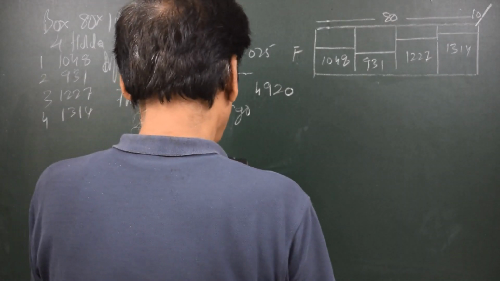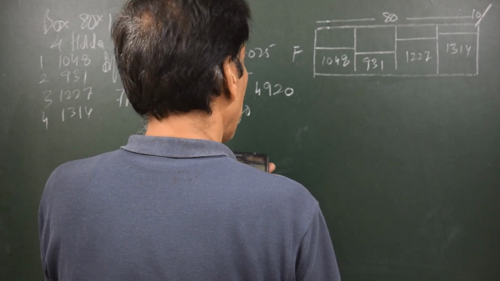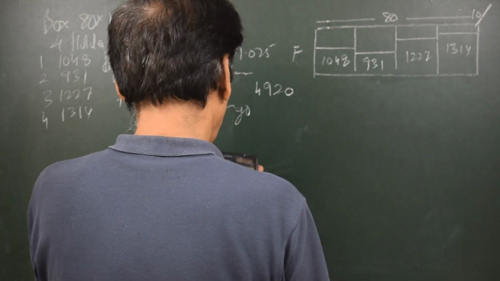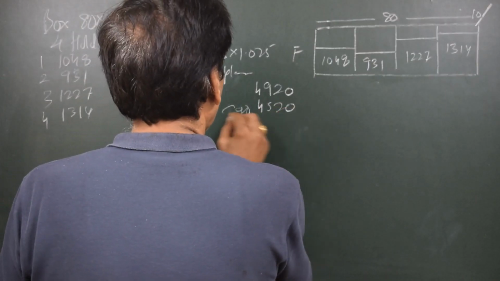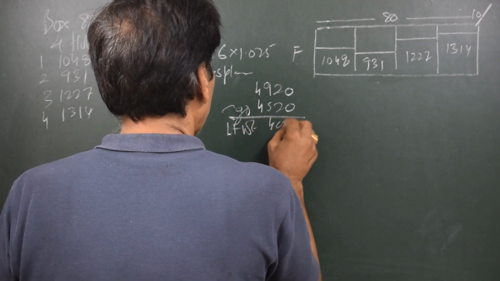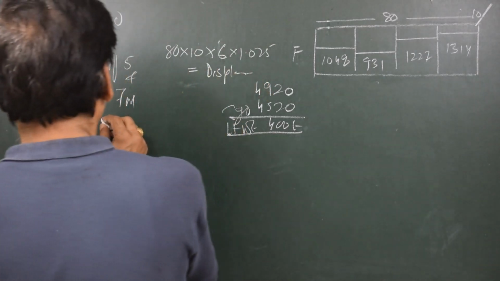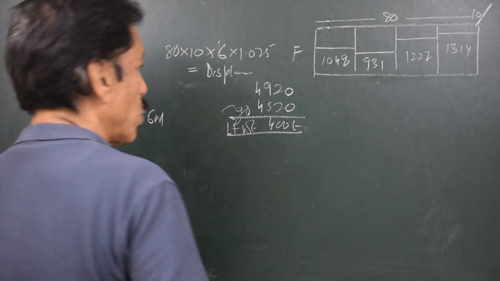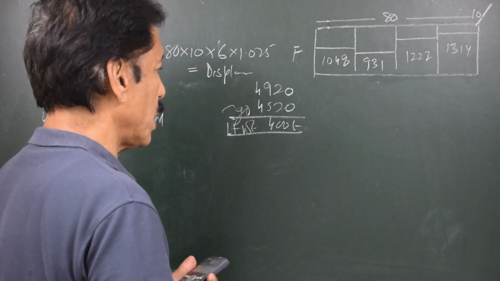Let's total up the cargo. Cargo is 1048 plus 931 plus 1227 plus 1314. Total cargo is 4520, and therefore the light weight should be equal to 400 tons. It's given in the question that the mean draft is 6 meters and the vessel floats in salt water. So indirectly they have given the light weight of the ship being 400 tons.